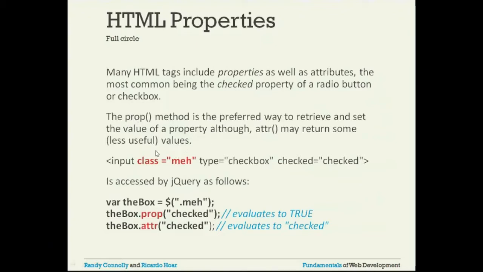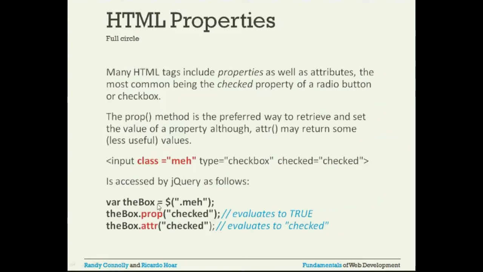In this example, we have an input element. The class attribute is meh, type is checkbox, and this is the property: checked is equal to checked. Okay, the checked property is set as checked. Inside jQuery, if you use the prop method and the attr method, how will you get the values?